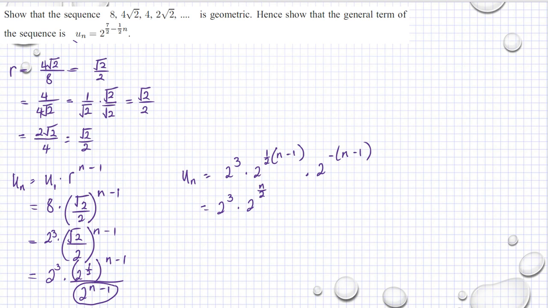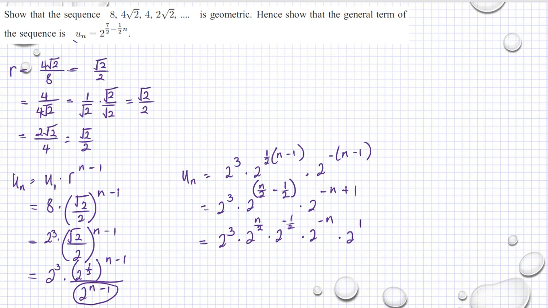minus 1/2, multiplied by, I will put parentheses to that, 2 raised to negative n plus 1. And then we have 2 raised to 3 multiplied by 2 raised to n minus 2, multiplied by 2 raised to negative 1/2, multiplied by 2 raised to negative n, multiplied by 2 raised to 1.